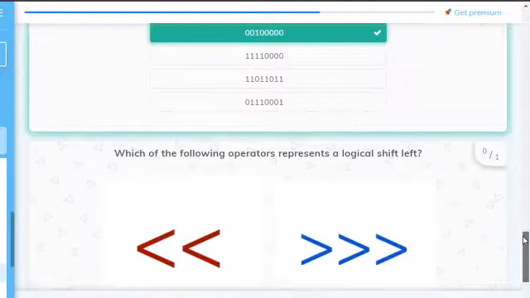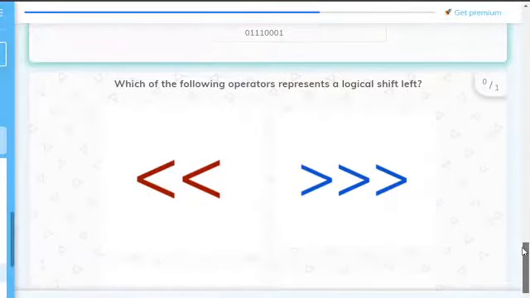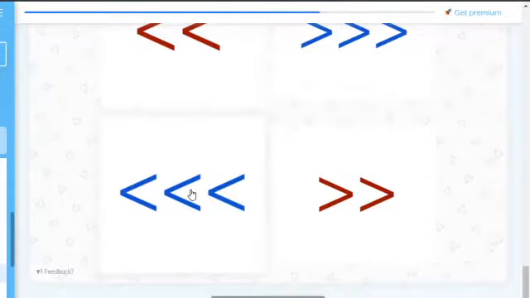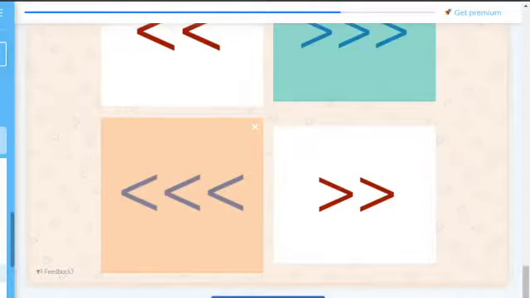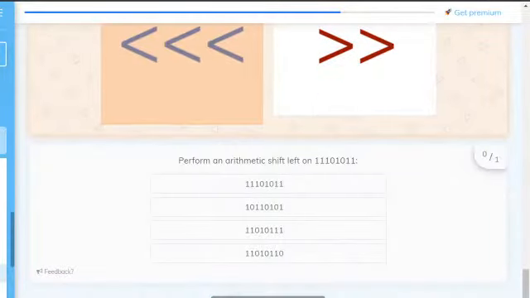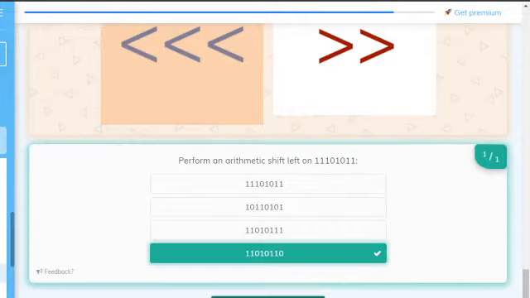And then, where's a logical shift left? A logical shift left. So left is going that way. It's that one. That's pointing right. What the hell is this? It's pointing right. Perform an arithmetic left shift on this one. So arithmetic means the first digit is sustained. Because it's going left, it's going this way, so that is this one. I'm pretty sure. Yes.